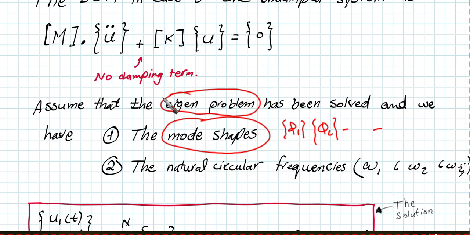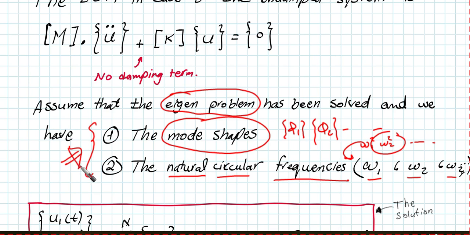And of course the corresponding eigenvalues, which are the natural circular frequencies. The eigenvalues in this problem are going to be omega 1 squared, omega 2 squared, and so on. So our natural circular frequencies are omega 1, omega 2, omega 3, and so on. These are the two main assumptions that we need to keep in mind. How to obtain these mode shapes and natural circular frequencies? Please revisit three or four videos before, and you are going to find examples where we explained in detail how to solve this eigenvalue problem.